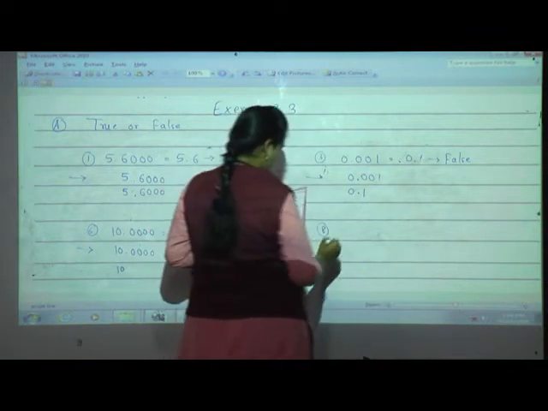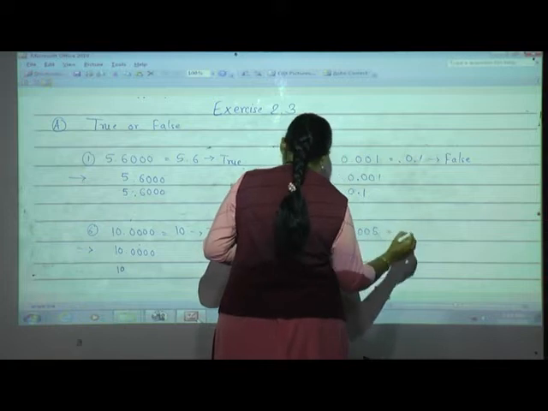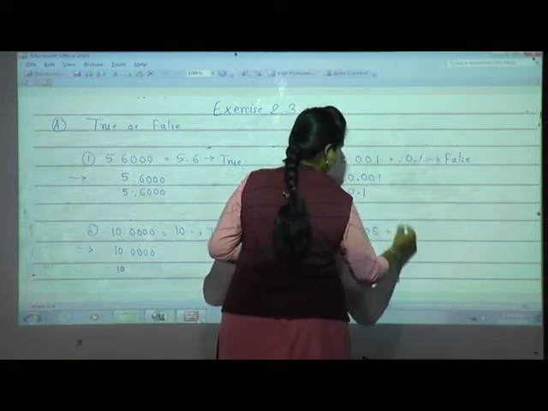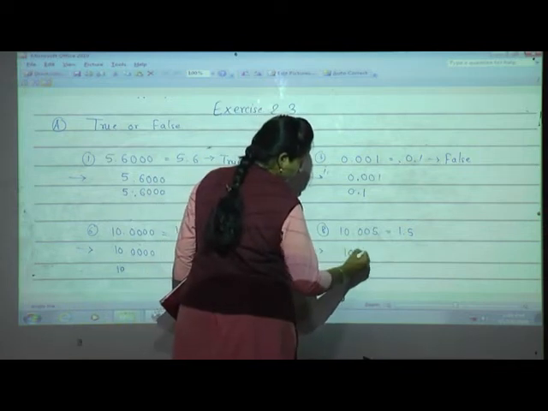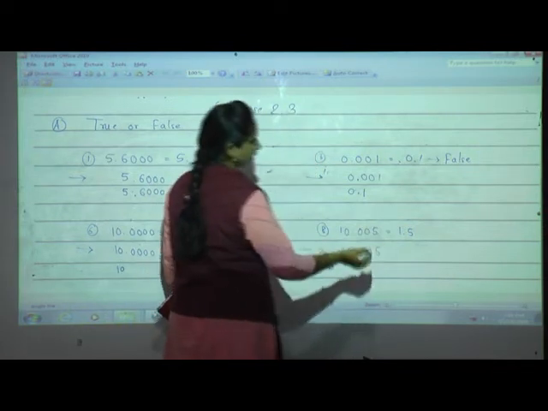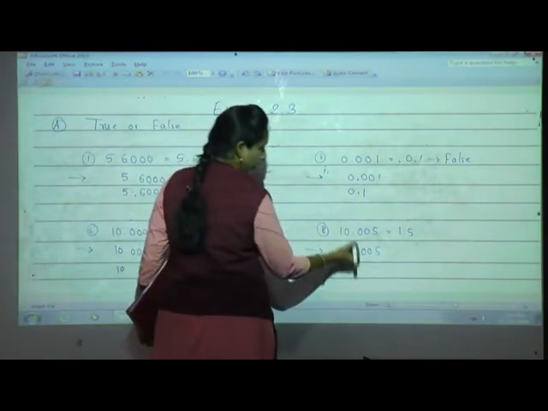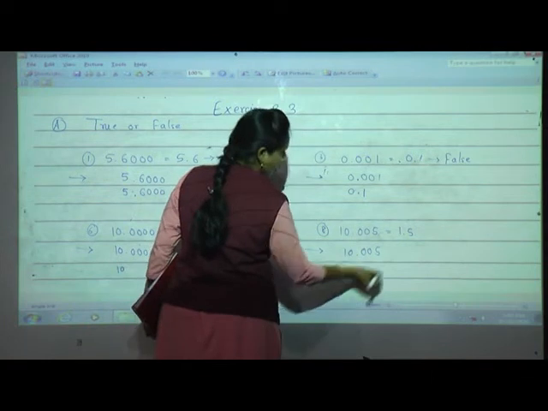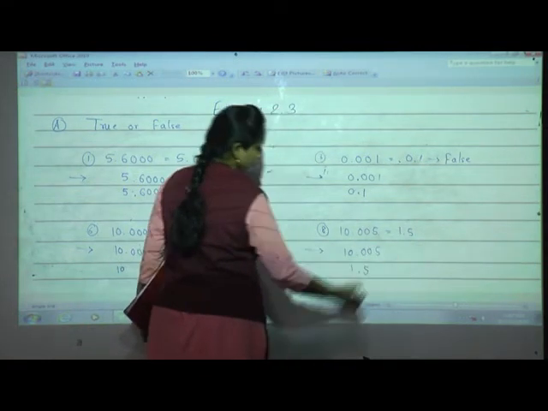What is the eighth one? 10.005 is equal to 1.5. Now first write the number 10.005. Now for the next number, first give the decimal point at the same place. What is before the decimal? 1. After the decimal? 5.